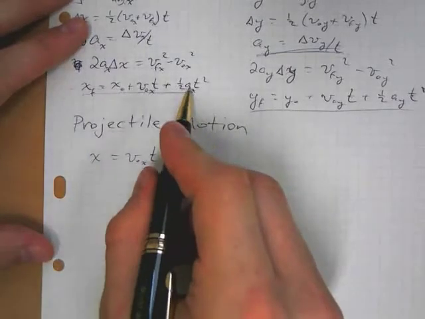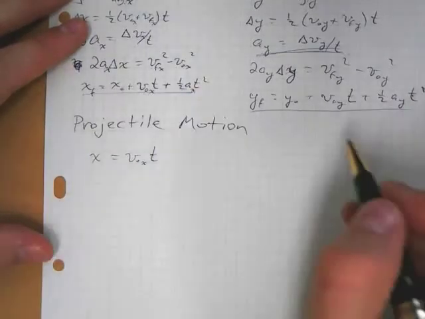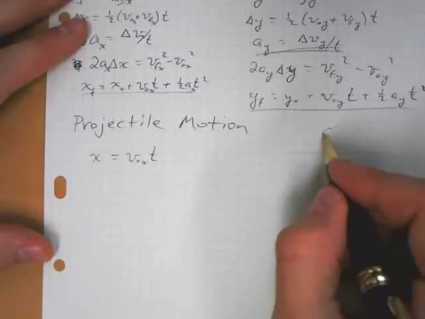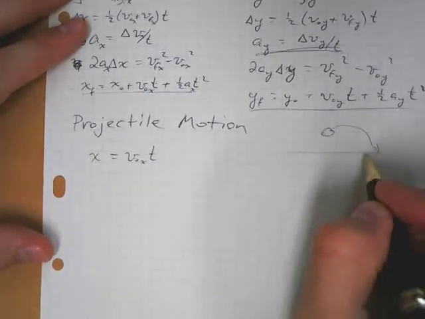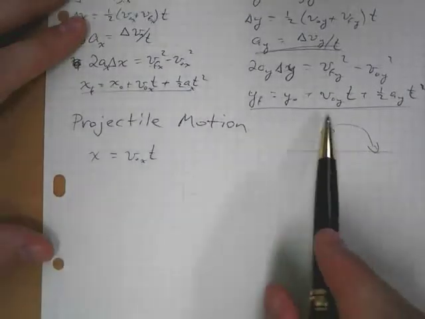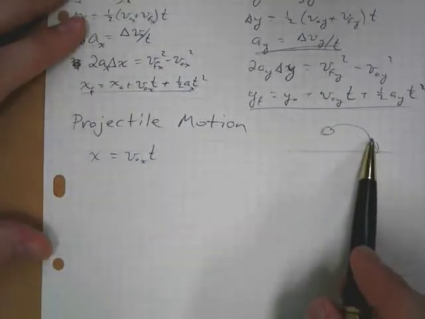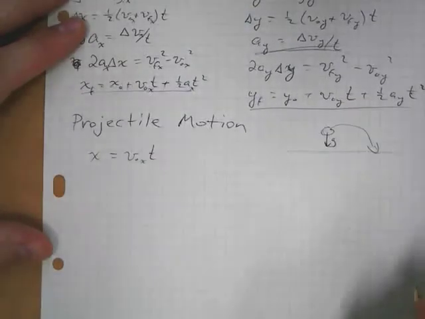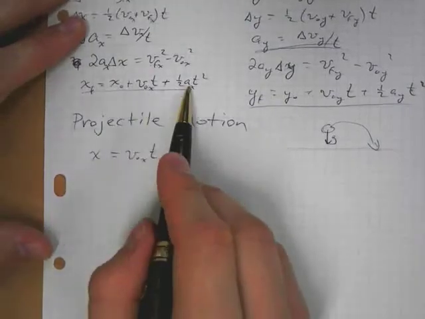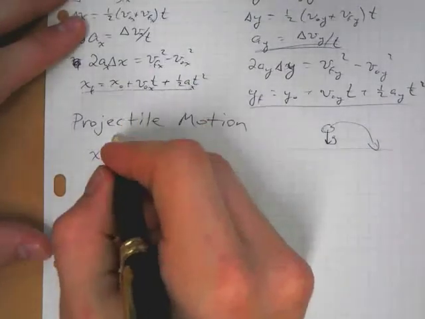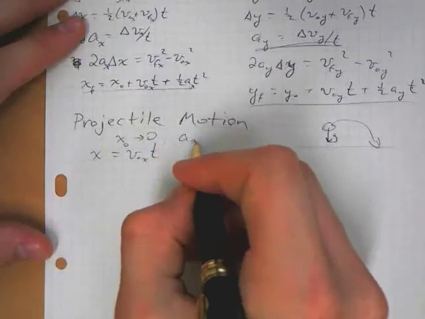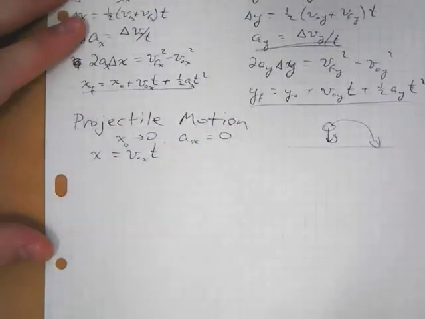and the acceleration in the x direction. Well, if an object is flying through the air, it follows a parabolic path. The only thing accelerating it is gravity, and gravity acts straight down, which means that the acceleration in the x direction is 0. We can take x naught, set it to 0, and the acceleration in the x direction is 0.